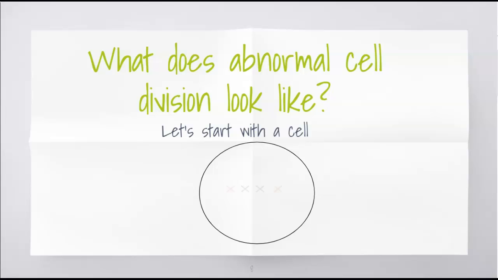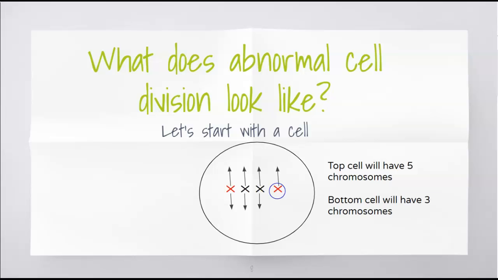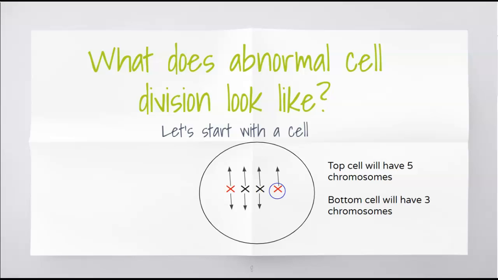So let's start to talk about a cell. Here are the cells in metaphase. They're lined up at the plate. Now normally, in metaphase, we would have half of each chromosome going to the opposite end of the cell. But you can see here, that's not going to happen. So the top cell will have 5 chromosomes and the bottom cell will end up with 3. Just to show you, the top one will have 1, 2, 3, 4, 5, and the bottom one will have 1, 2, 3.